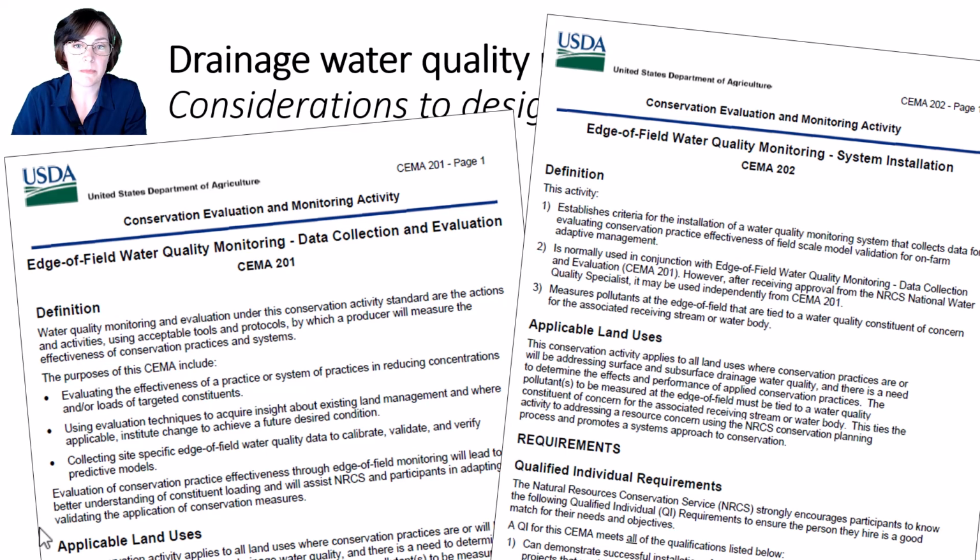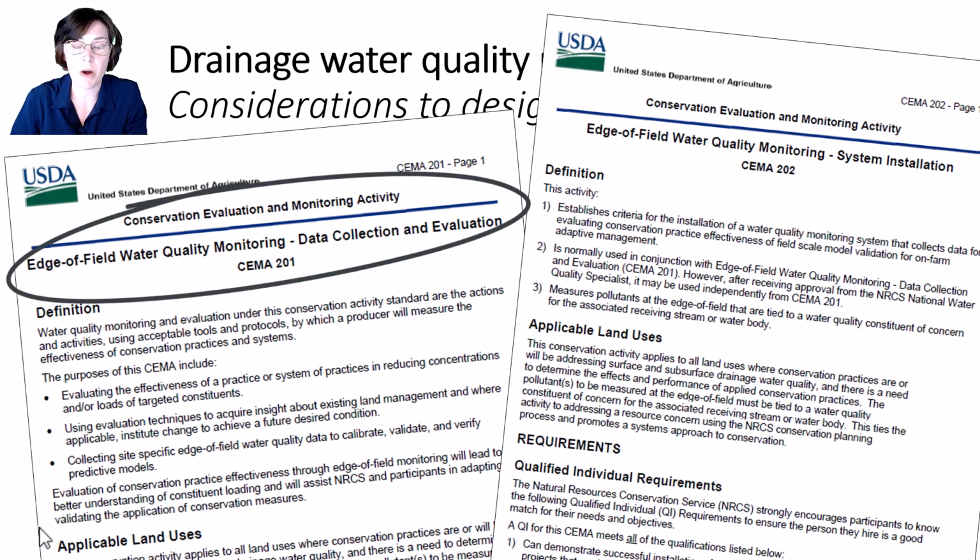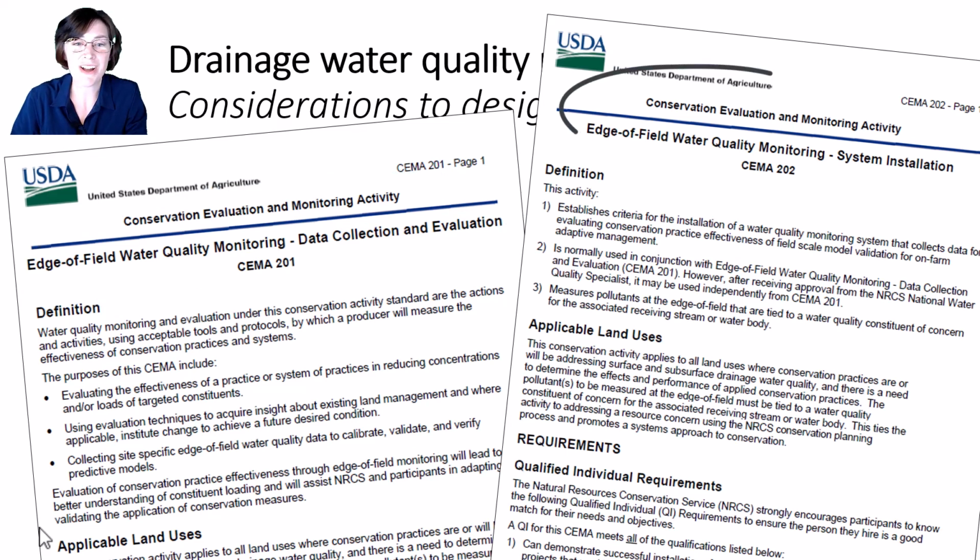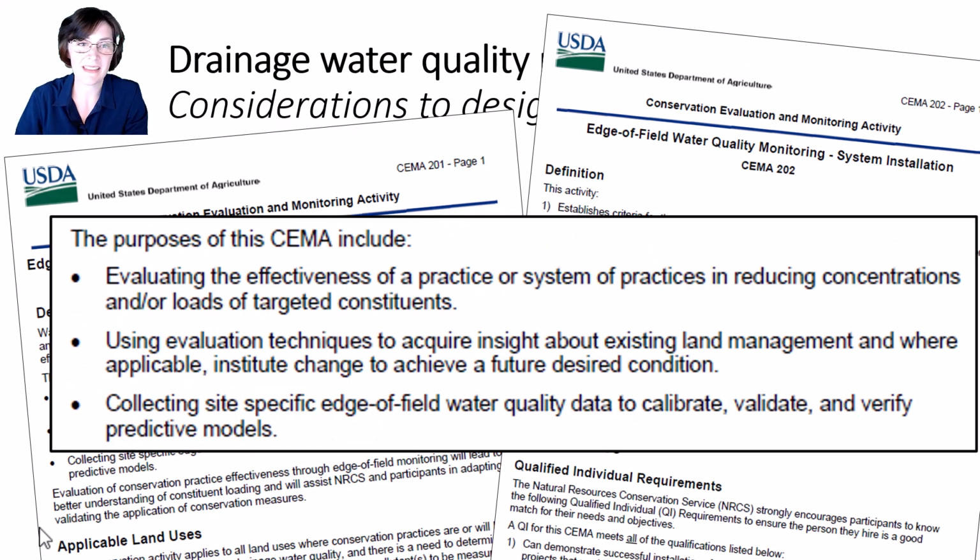One side step here in terms of monitoring objective is if you are working for or with the USDA Natural Resources Conservation Service, NRCS. The NRCS has specific guidance on edge-of-field monitoring. Conservation Evaluation and Monitoring Activity 201 is for data collection and evaluation, and Conservation Evaluation and Monitoring Activity 202 is for system installation. My point is that you'll notice the objectives defined right at the top of these documents: evaluating the effectiveness of a practice in reducing concentrations and/or loads, and also collecting site-specific edge-of-field water quality data for use in modeling.